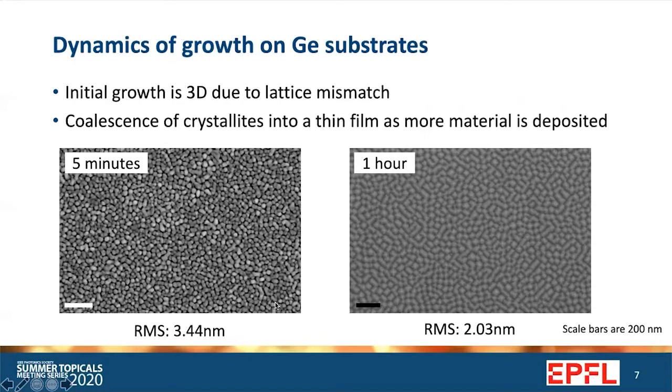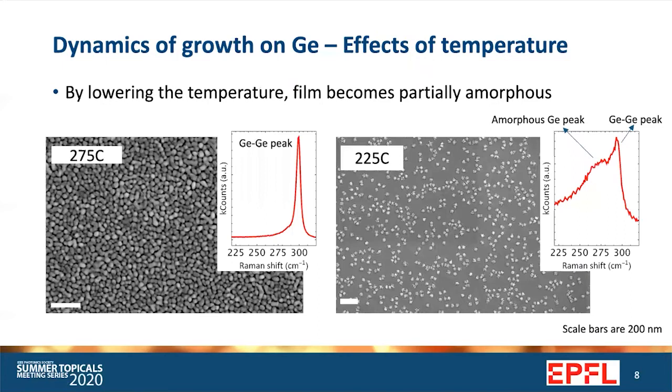If we keep growing with the same conditions for much longer, we indeed get a flat film where the islands have coalesced, but the roughness is still pretty high, around 2 nanometers. So it is important to avoid this initial 3D growth in the first stages of growth because it can originate defects. So the first thing we tried was to decrease the temperature in order to favor 2D growth over 3D growth by decreasing the mobility of the atoms on the surface.